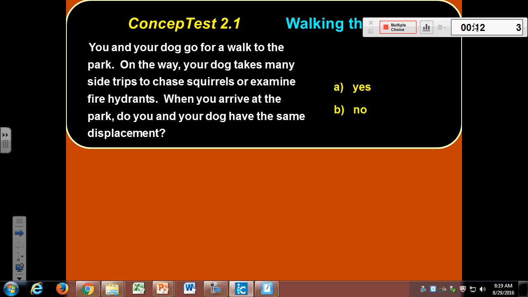And again, if you're in your workbook, all these are in the back, so you can turn back to the last 30 or so pages, and all these questions are there. Do you and your dog have the same displacement? All right, I'll stop at 40 seconds. 40.